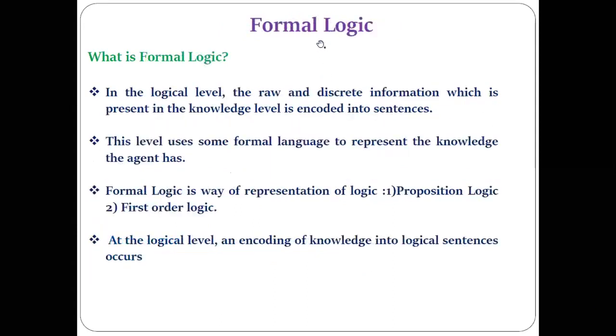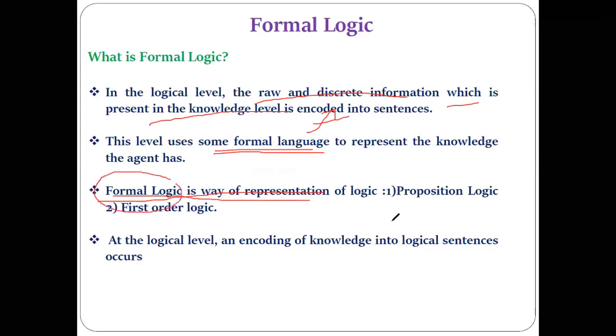Okay. As we are discussing, whatever knowledge is there in your mind has to be represented in some logical form. Now, as we are discussing the levels of implementation of KBA, the knowledge-based agent, in the first level we have some raw discrete information present in the knowledge level. This raw information has to be encoded, or converted, into some formal language, and we represent it in the formal language with the help of formal logic.